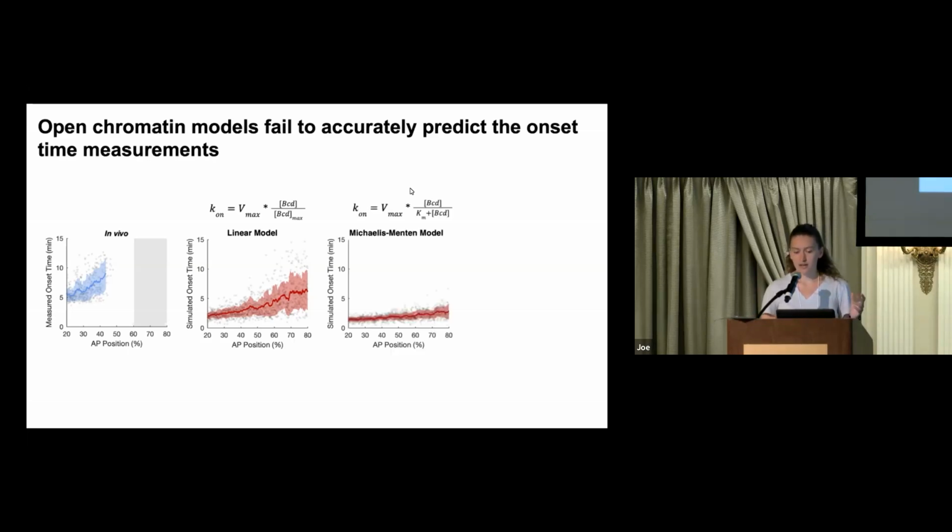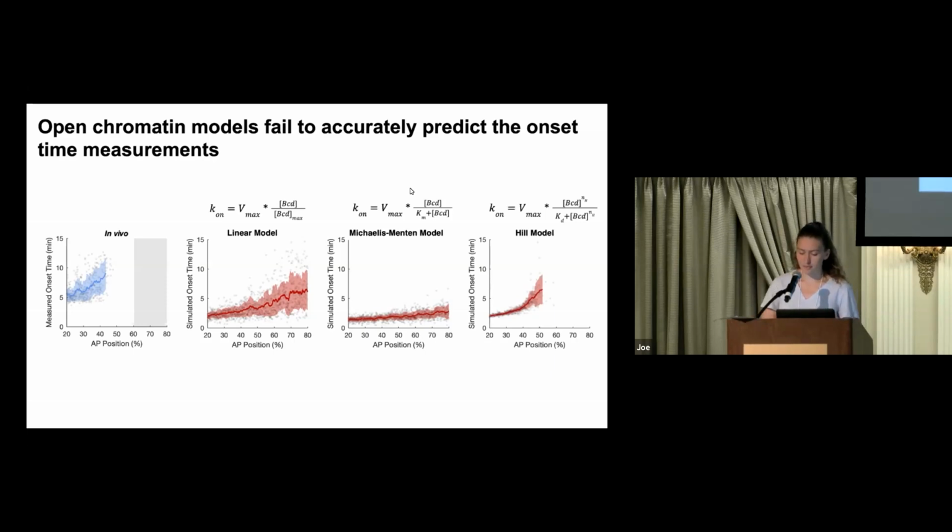I then tried a nonlinear relationship of K on to Bicoid concentration by defining K on according to Michaelis-Menten reaction kinetics. In this case, the model also can't predict a posterior boundary, and it's also simulating onset times far prior to the 4.5 minute onset time minimum observed in the data. And for both of these models, you can vary the parameters, and no parameter combination allows you to estimate the data.